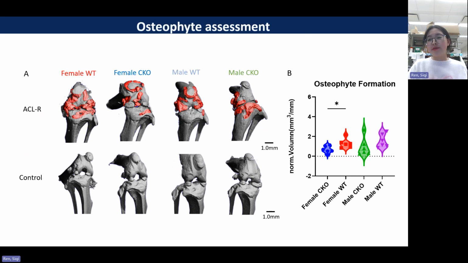So here we already have some exciting preliminary results, as shown in the 3D reconstructions. On the left, we observe that the female GHR knockout mice develop significantly fewer osteophytes following the ACL rupture compared to the wild type mice. This finding is also supported by the quantification shown on the right, where the female knockout mice show a lower normalized osteophyte value, which is statistically significant.